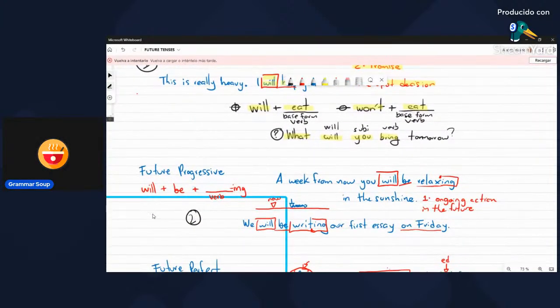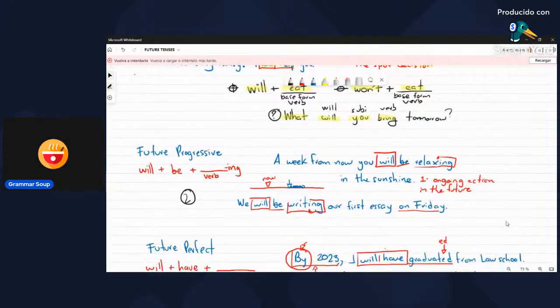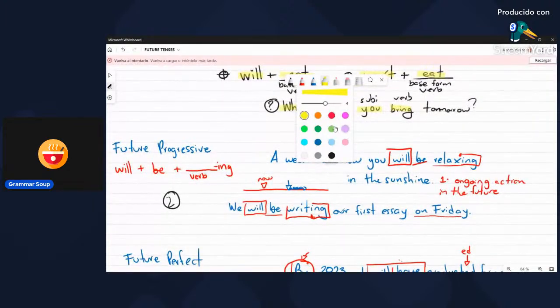When you want to express something that is progressive, an ongoing action in the future, you can use the future progressive, as you can see here. For example, we can say a week from now you will be relaxing on the beach or in the sunshine. You see it's an ongoing action in the future, something that will be in progress. As you can see here in the timeline, it starts in the future and will be going on for a few hours, a few minutes, a few seconds, days. We don't know. It depends on what you want to say.